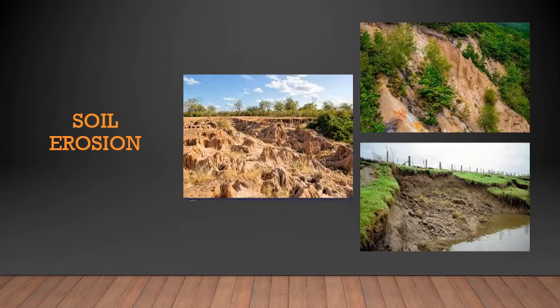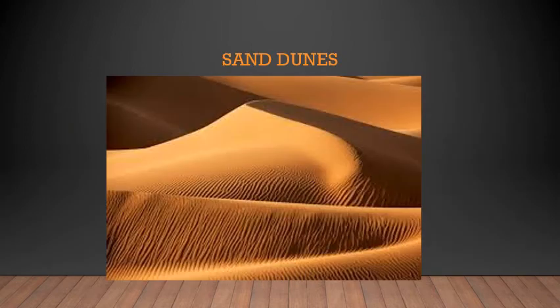Sometimes it is a slow process and sometimes it happens very fast. Sometimes it is very slow, but sometimes it becomes very fast. For example, look at the sand dunes. You can see here, sand dunes, that is the layers of the sand. The soil erosion is quite easily visible in the desert.